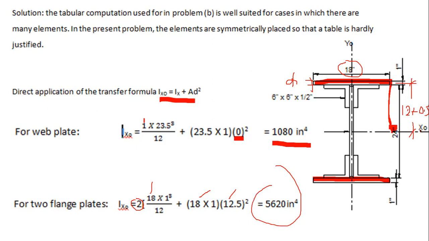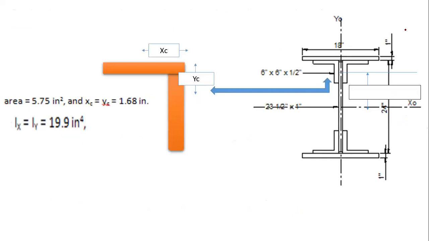So we're done with the web plates, not yet with the angle bar. Next is the angle bar. As you can see, I redraw it here. This is xc, and then you have your yc. According to the problem, x and y is 1.68, and the area is 5.75. The moment of inertia is given as well. So we just have to substitute in the formula, but we have to compute what this distance is. This is 1.68.